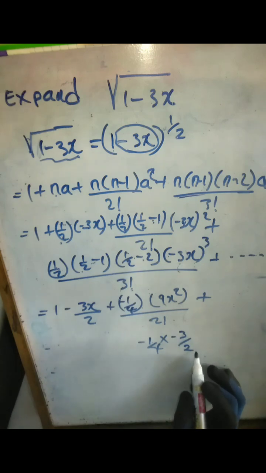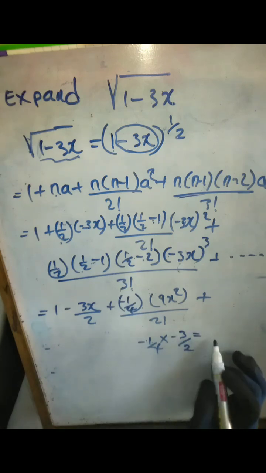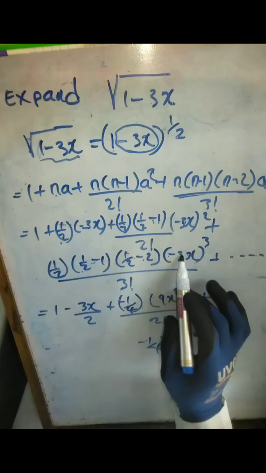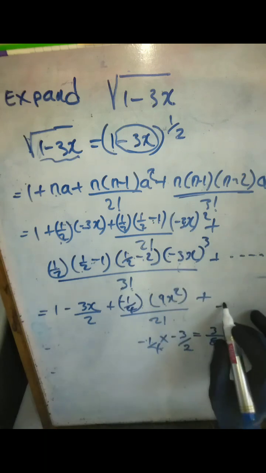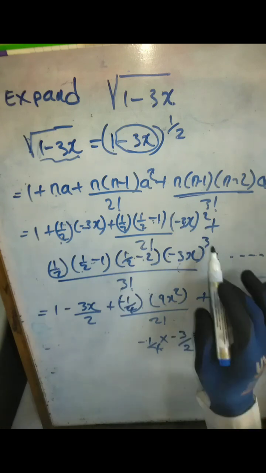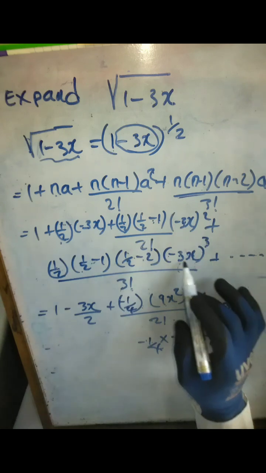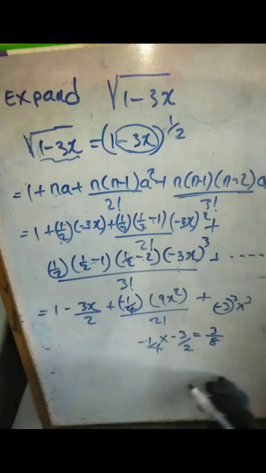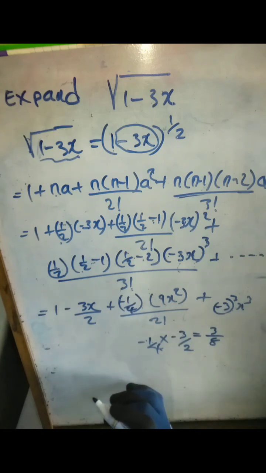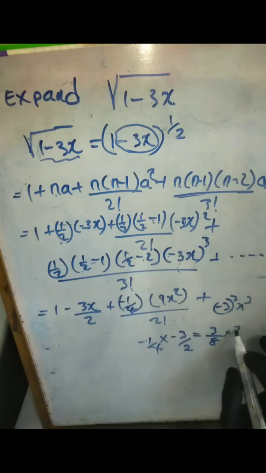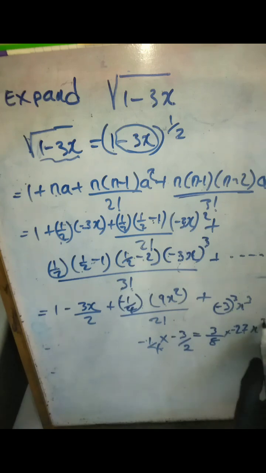Then once we get this, it will be positive 3 over 4 times 2, it's 8. Again we multiply by negative 3 to the power 3, then x to the power 3. That's what this means. This 3 is for both values, for x and the negative 3. So this is 3 times 3 times 3. 3 times 3 is 9, 9 times 3 is 27. So you multiply this by negative 27 x to the power 3.